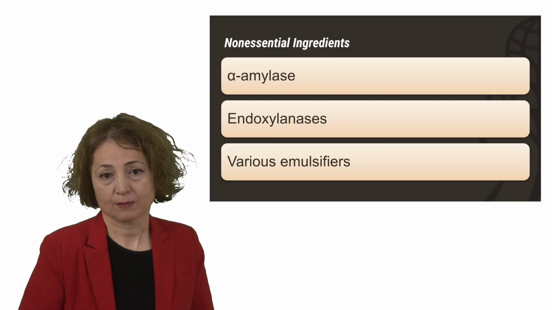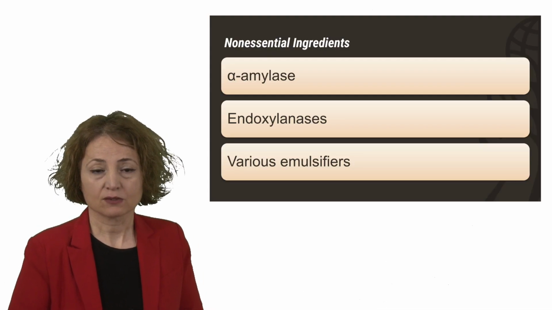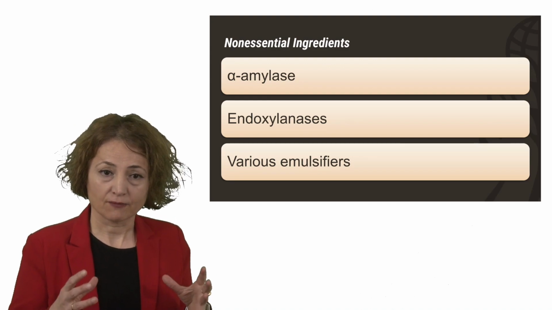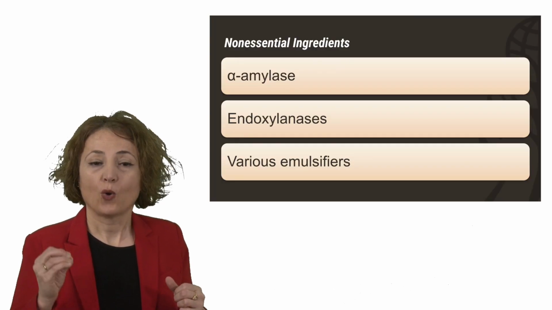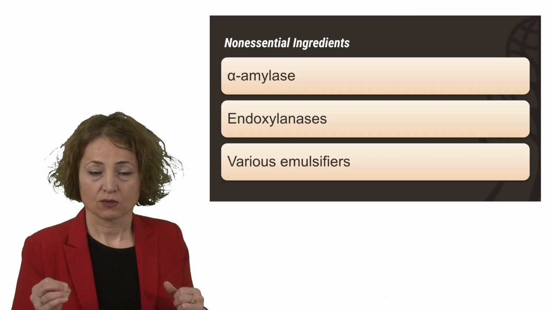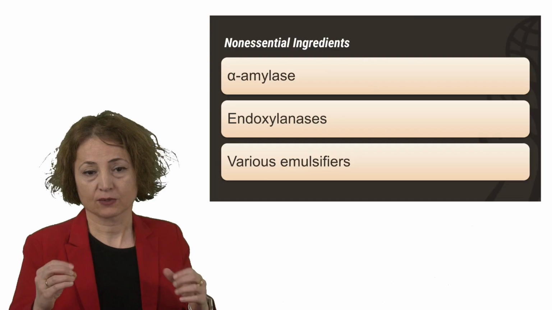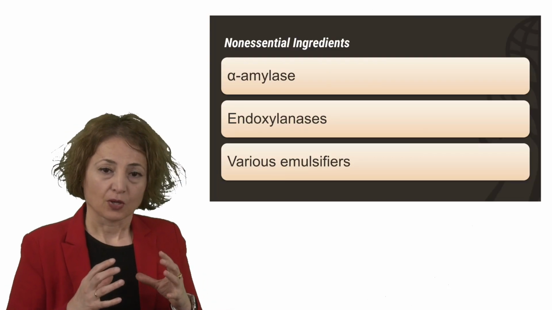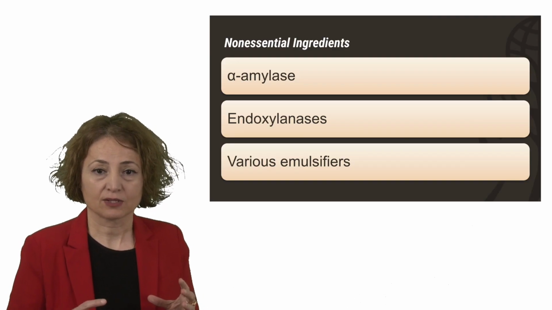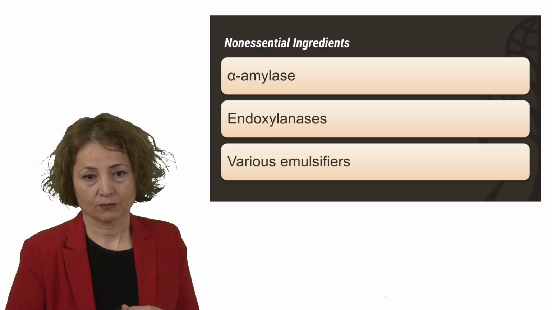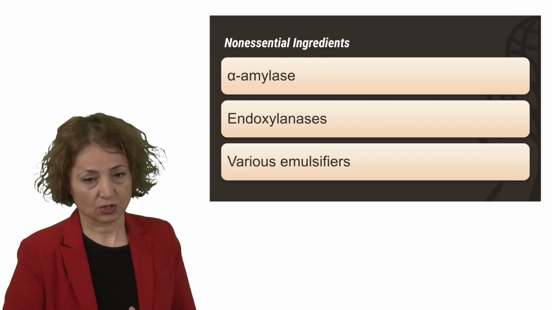Another group of enzymes are endoxylanases. As you remember, we talked about arabinoxylans, and arabinoxylans are classified into two groups based on their solubility in water. Water extractable arabinoxylans will have a positive impact on loaf volume. Why? Because they stabilize the gas cells. Water unextractable, water insoluble arabinoxylans will be detrimental for loaf volume. Why? Because they interfere with and damage the gas produced during the fermentation process.